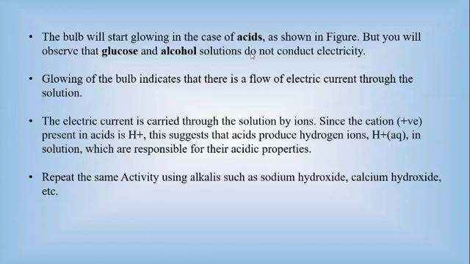Now the question arises, why do glucose and alcohol not make the bulb glow? Because glucose and alcohol don't have any charge. The formula for glucose is C6H12O6. Hydrogen is present, but it won't glow the bulb. In the case of alcohol, that is C2H5OH, in this case also the bulb is not glowing. So where hydrogen ion or hydroxide ion is present, in that case the bulb glows.